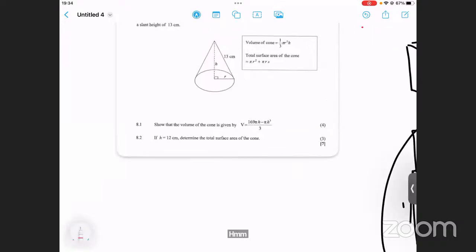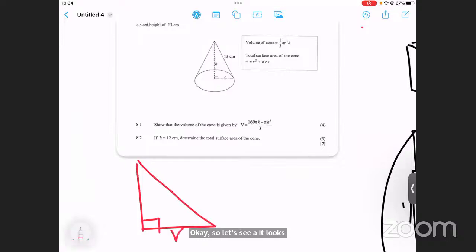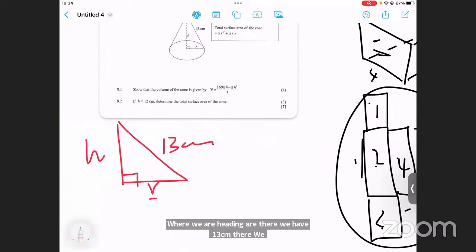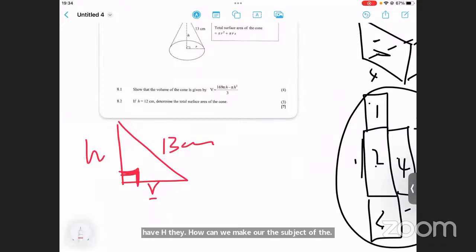Okay, so let's see. It looks like where we are having R there, we have 13 centimeters there, we have H there. How can we make R the subject of the formula? This thing, because of that, it's a right angled triangle.